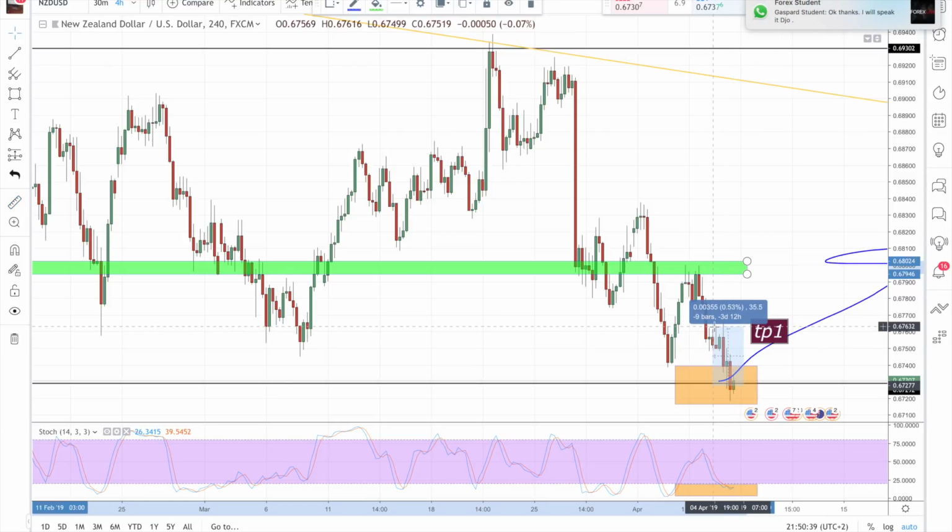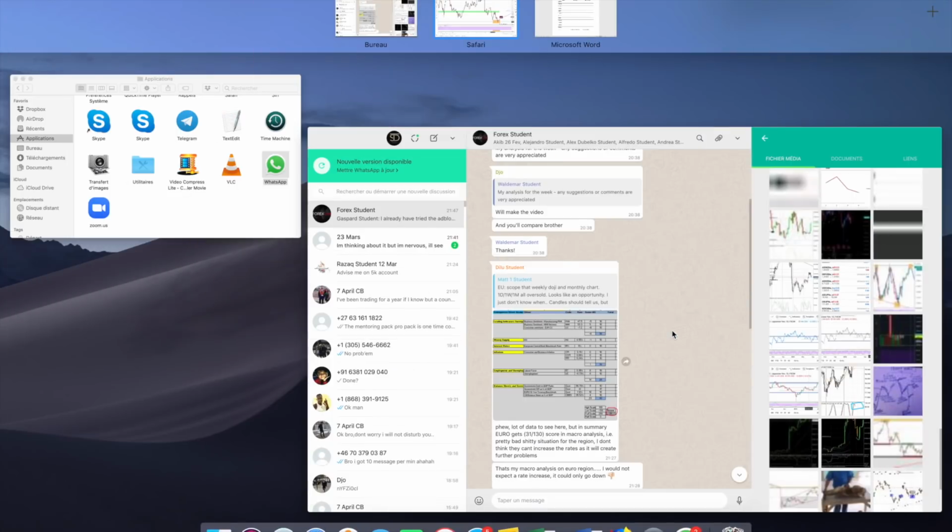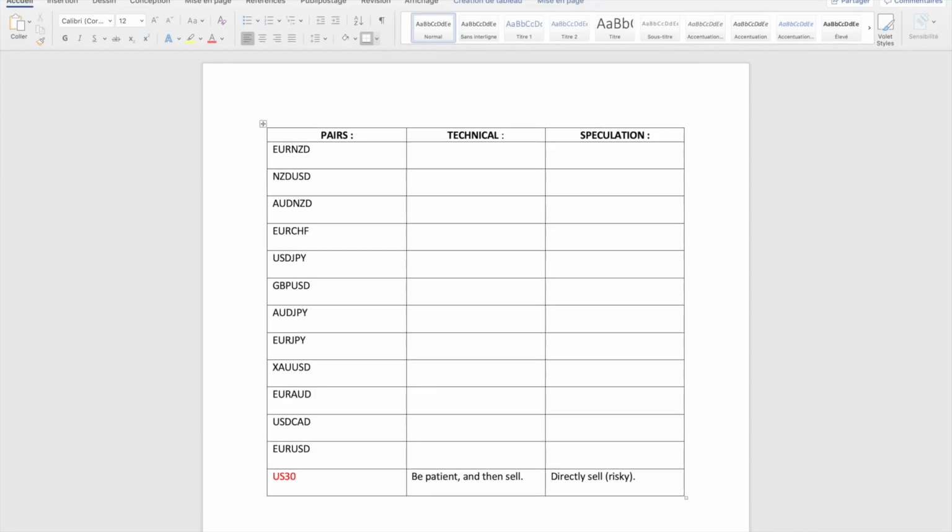Now for the stop loss, I don't have time to go through this because there are other pairs to analyze. Let me close this pair, this application. So for NZD USD, for me, it's buy NZD USD. Okay, and there is no speculation over here.